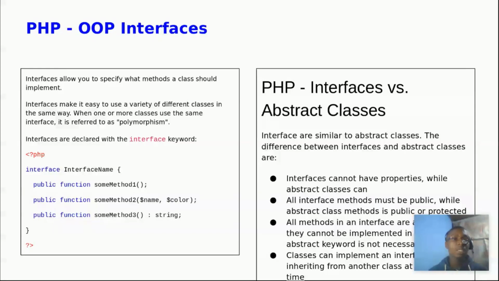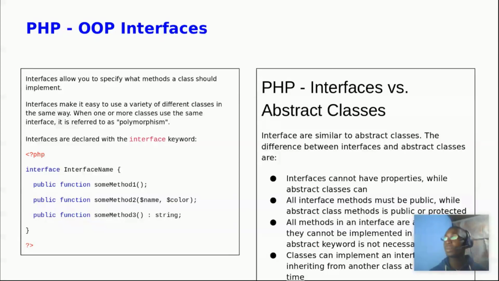Interfaces make it easy for you to use a variety of different classes in the same way. So I can define my interface and different classes get to implement this interface, right? So like we said, you declare the interface with the interface keyword, and you just need to define the methods. You don't implement the methods. Now, you should also note something, that interfaces do not have properties, right? These are characteristics. They don't have properties.